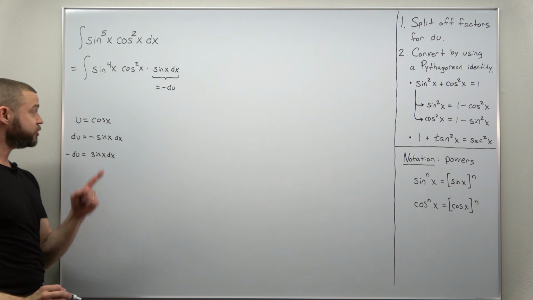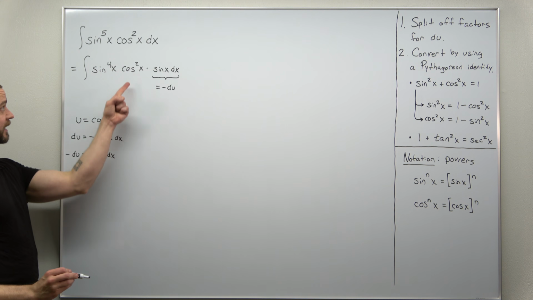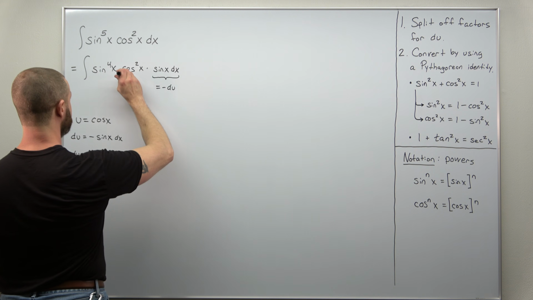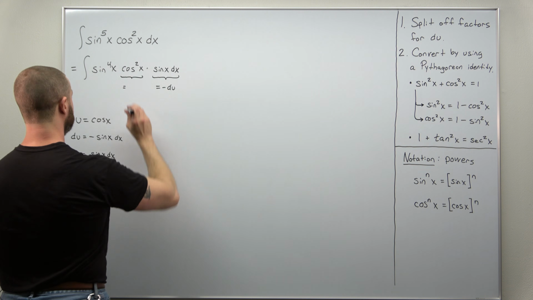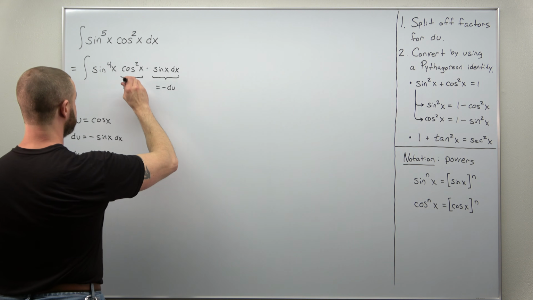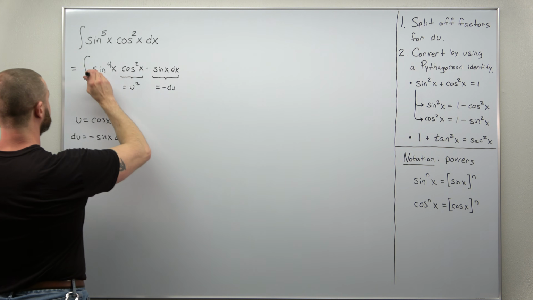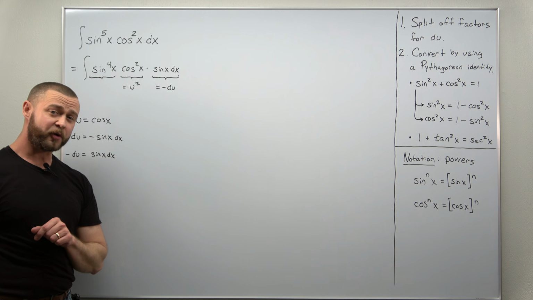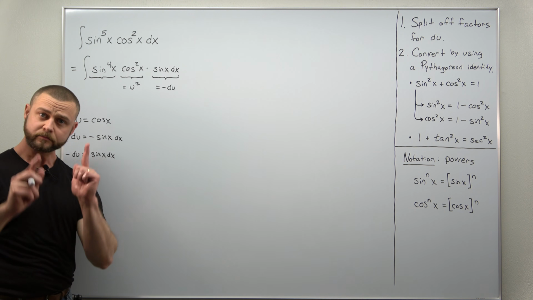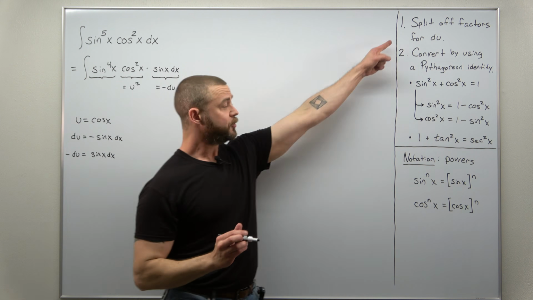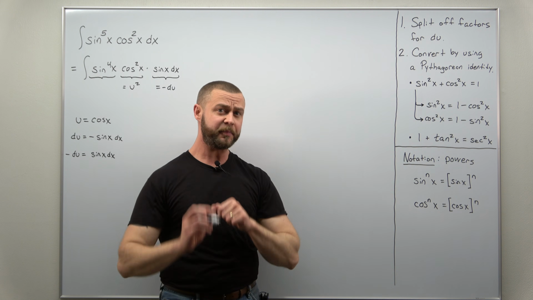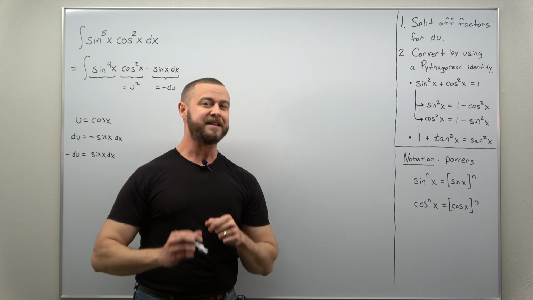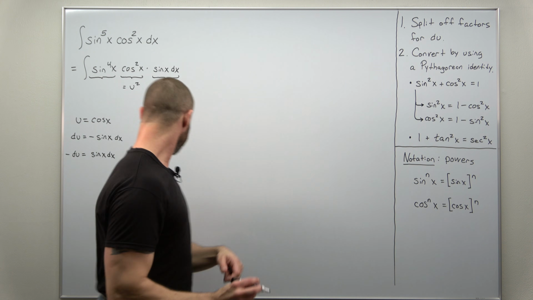All right, our substitution was u equals cosine of x, so cosine squared, that easily converts from x to u. That's just going to convert to u squared. But how do we convert sine to the fourth power of x to u? Keep in mind, the two basic ideas: split off something for du, and then convert the rest of it using a Pythagorean identity. And let's go through that work right now.